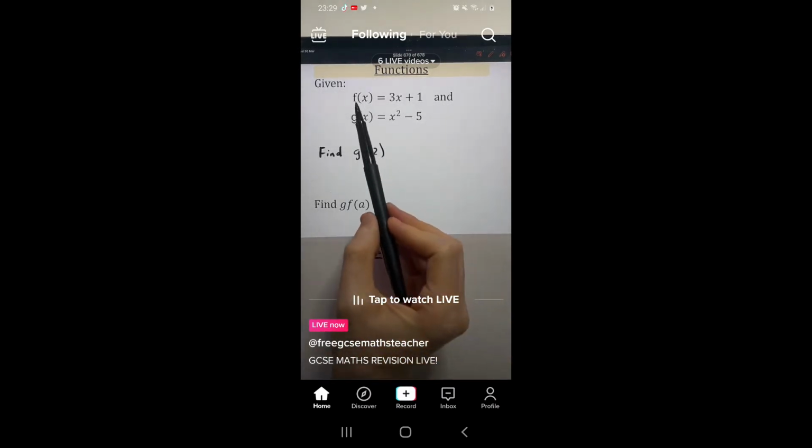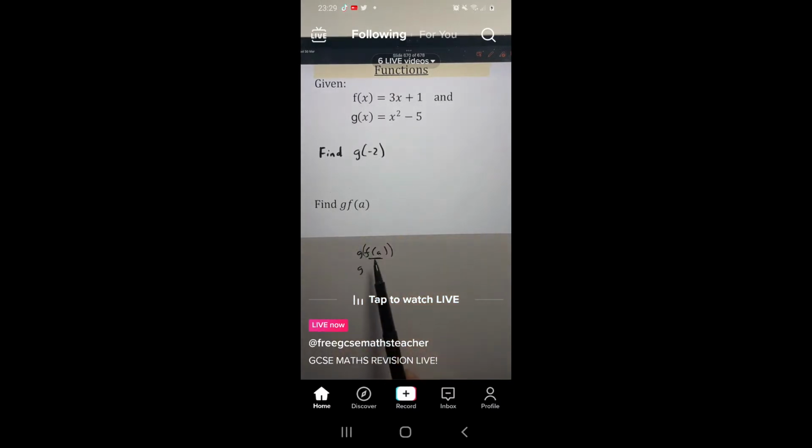Question 2, you're asked to work out gf of a. If you see two functions or two letters, it's called a composite function. We normally advise students to add an extra pair of brackets. Leave the outside function alone, which is g. You always work out the inside function first. So f of a means into the function of f, every time you see x, we're substituting in a. 3x in algebra means 3 times x. X is now a, so 3 times a is 3a, and you've still got +1.